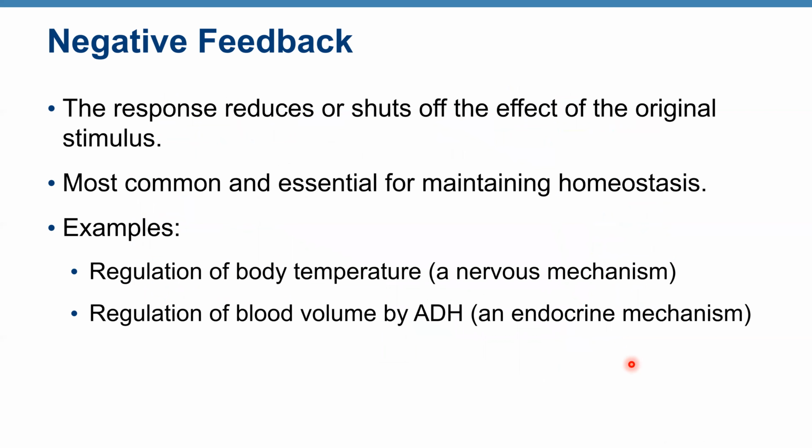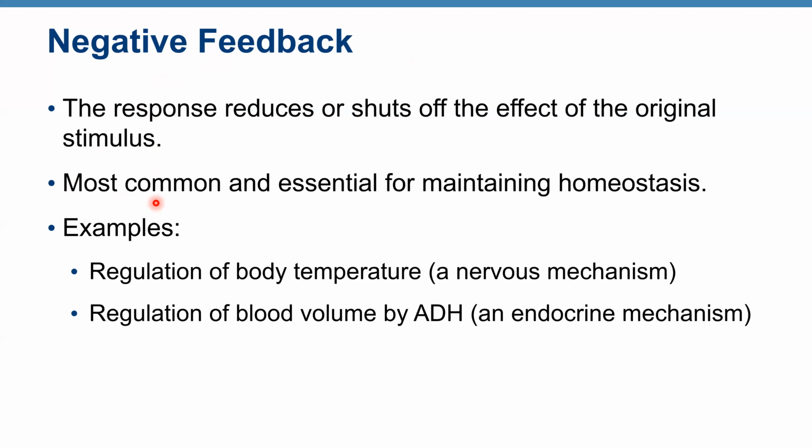So what we described right now is an example of negative feedback. Negative feedback is when the response reduces or shuts off the effect of the original stimulus. So what was the original stimulus? High temperature. The temperature inside your room goes up, your body temperature goes up. What was your response? Sweating. So that shuts down the original stimulus. The temperature goes up, you want the temperature to go down. That's why it's called negative feedback.